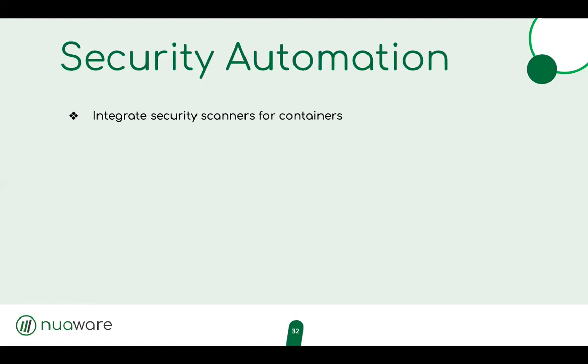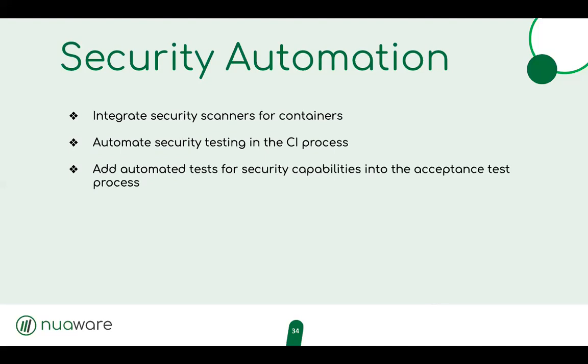First, enterprises ought to integrate security scanners for containers. This should be part of the process for adding containers to the registry. Then we automate security testing in the CI process. This includes running security static analysis tools as part of builds, as well as scanning any pre-built container images for known security vulnerabilities as they are pulled into the build pipeline. We should also add automated tests for security capabilities into the acceptance test process. Automate the input validation tests as well as verification, authentication, and authorization features.